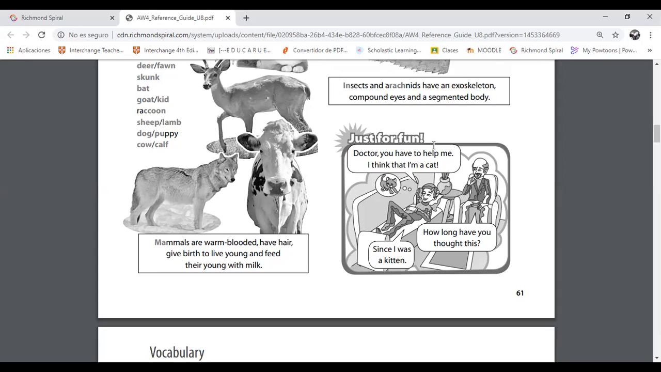Sorry. Just for fun, let's see this joke. Doctor, you have to help me. I think that I'm a cat. How long have you thought this? Since I was a kitten. Oh my God.